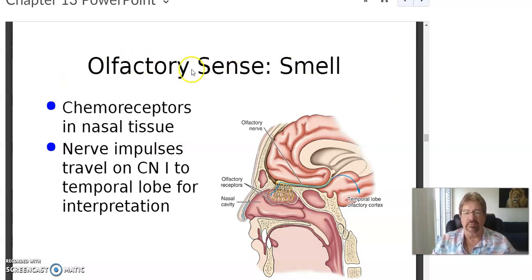Olfactory is smell. Remember that word. There are chemoreceptors in the nasal tissue. Nerve impulses travel along cranial nerve 1, the olfactory nerve, to the temporal lobe for interpretation. Scientists say that the sense of smell is the first thing that developed as animals were evolving over billions of years. And it's in the deepest part of the brain where the nuclei for that are. Depending on your belief system, of course.